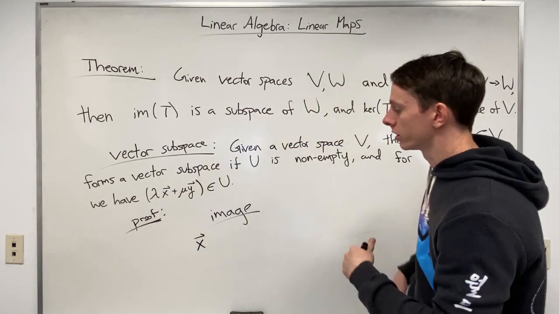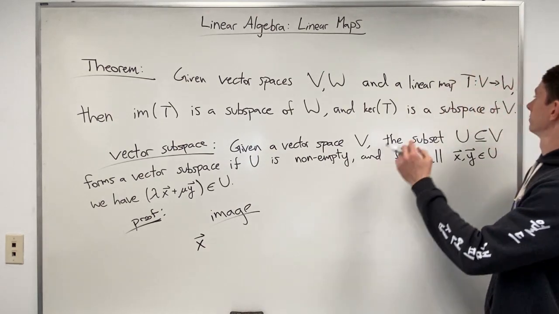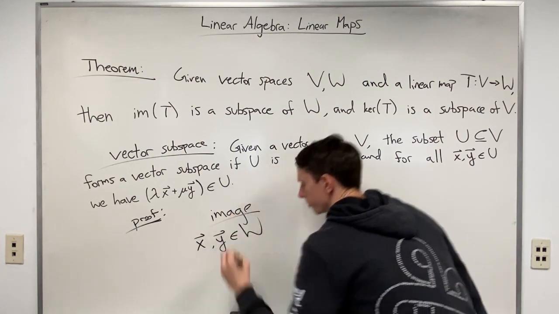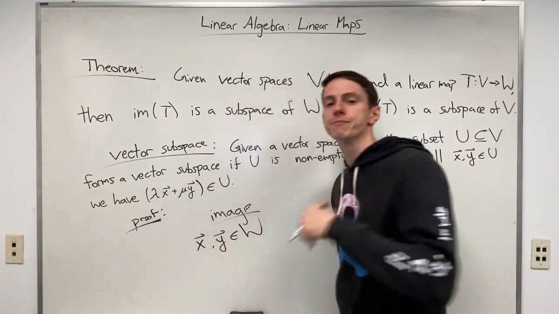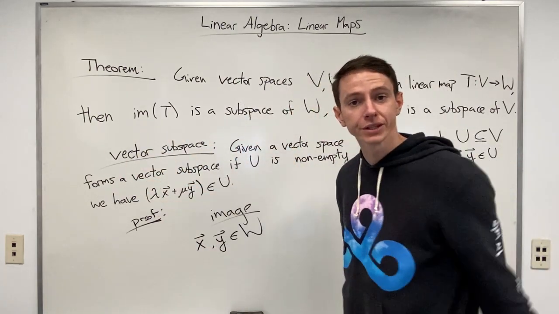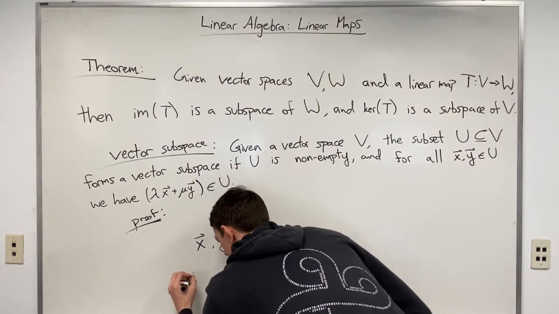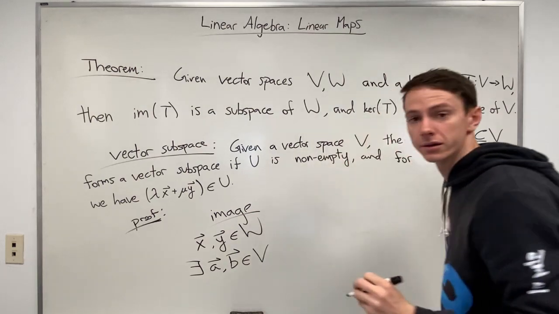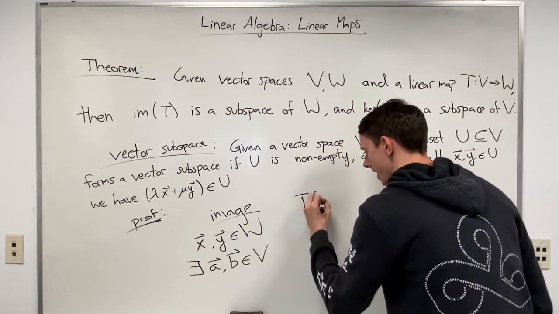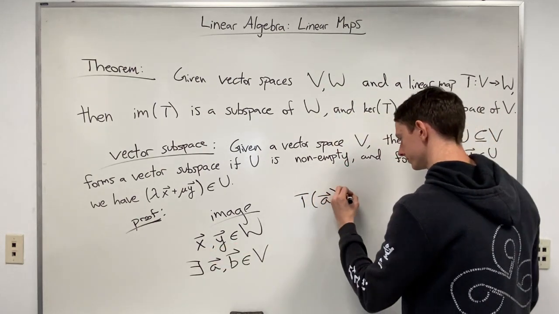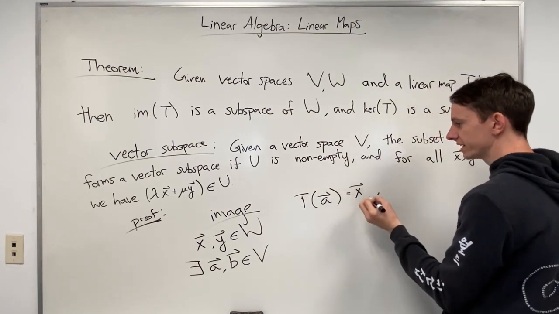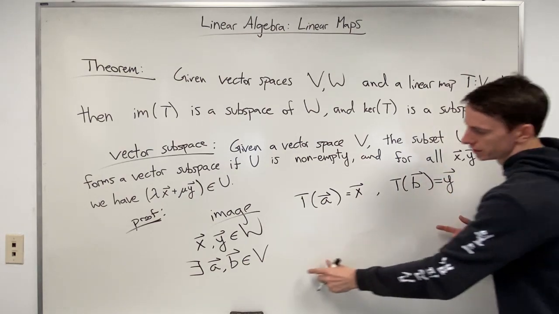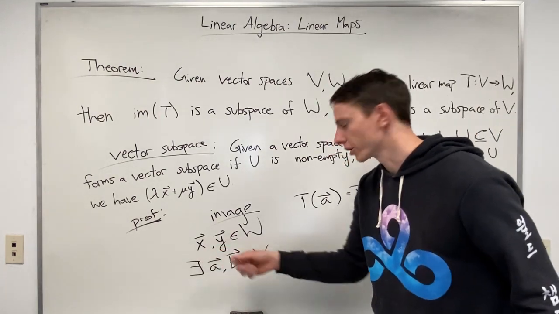Again, elements in the image are inherently elements in the codomain, W. So if we have X and Y, elements of the codomain W, what that tells us is that these elements got mapped to from some elements in the domain, right? So in other words, there exists A and B in the domain, such that when T gets applied to A, that maps to X, like this. And then when T gets applied to B, that maps to Y. Again, these requirements just come from the fact that X and Y are in the image of T.